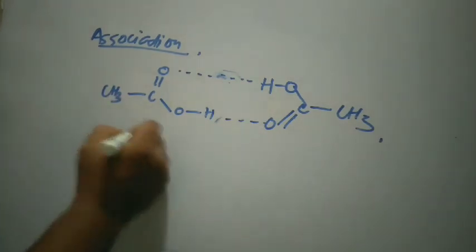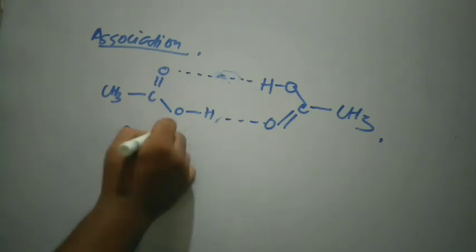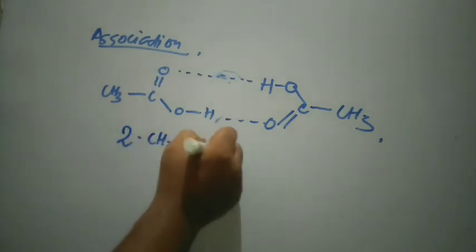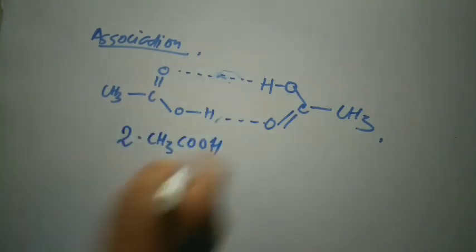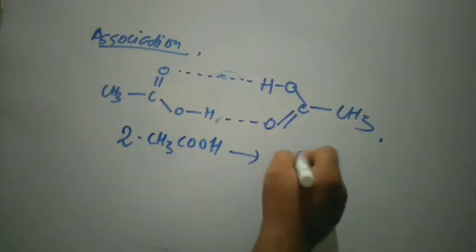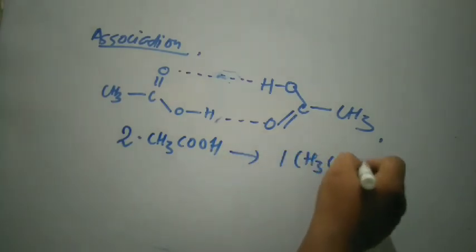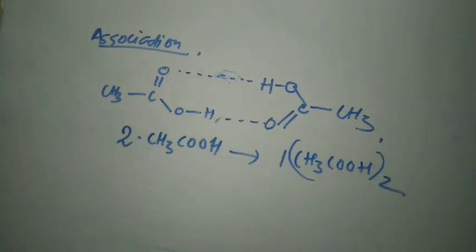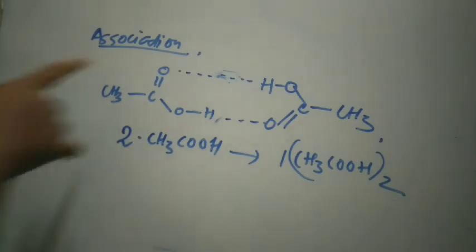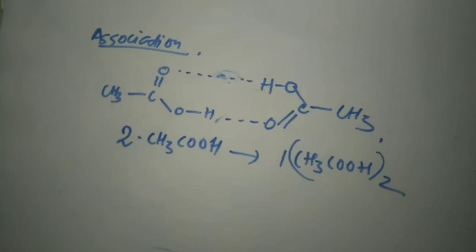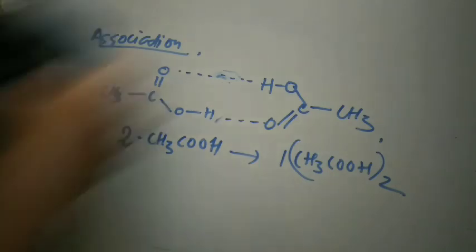Now if you use 2 CH3COOH, then they will become 1 (CH3COOH)2. This is due to association. When CH3COOH as a solute is added to the solution, then they dimerize like this, and due to this association we find the difference between experimental data and theoretical data.